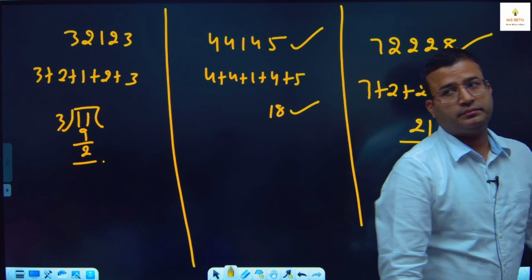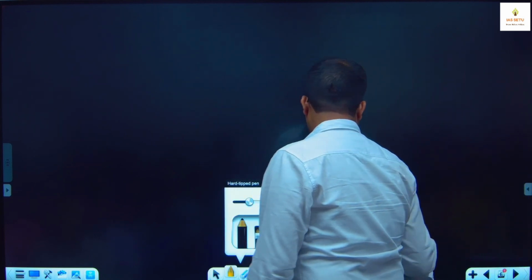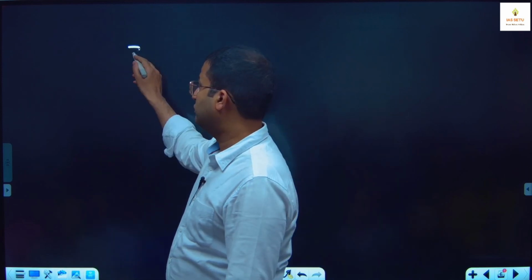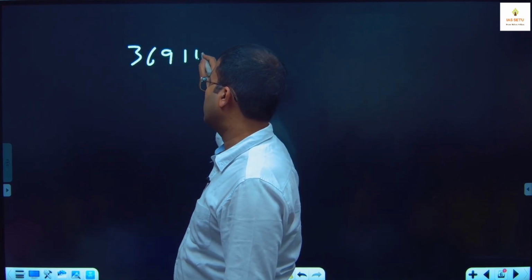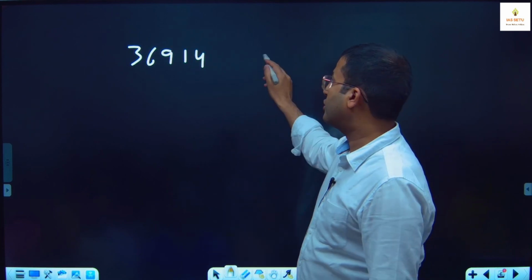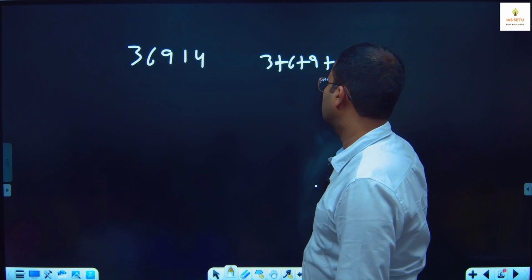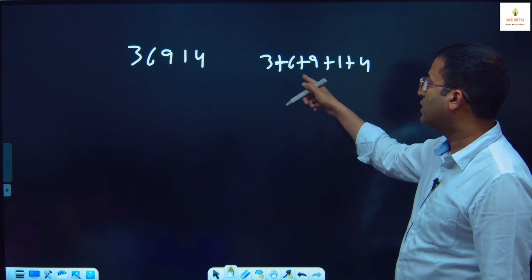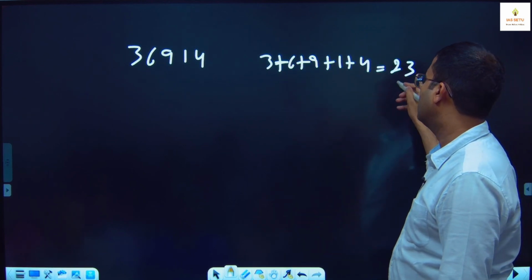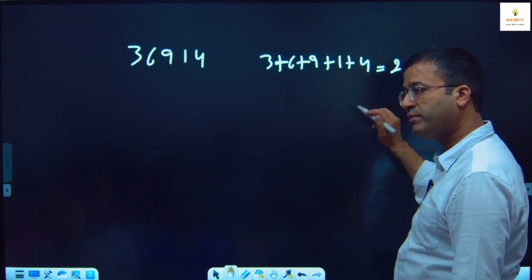Now here, this is the concept. But for example, if in a number you have 3 or a multiple of 3, ignore it. 3, 6, 9, 1, 4. जैसे ये number है. What I told you, 3 plus 6 plus 9 plus 1 plus 4. You can check. क्या आ रहा है? 23. ठीक है? 23 is not divisible. What is your remainder? 2.